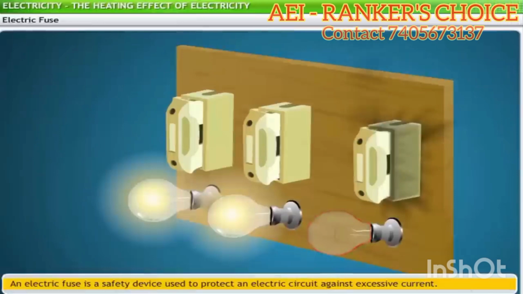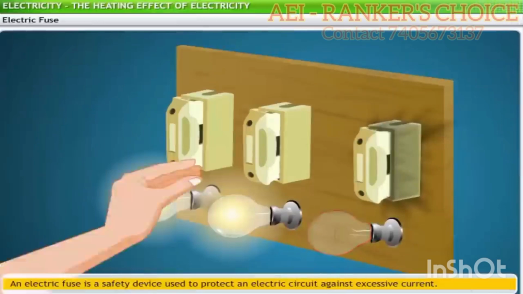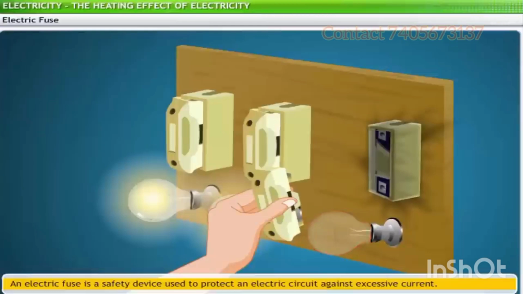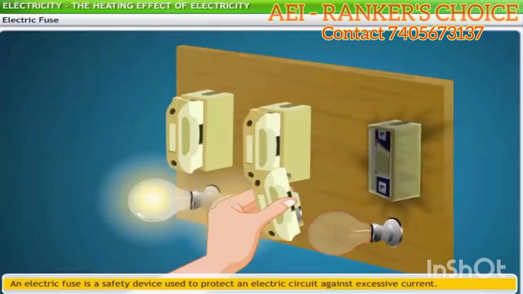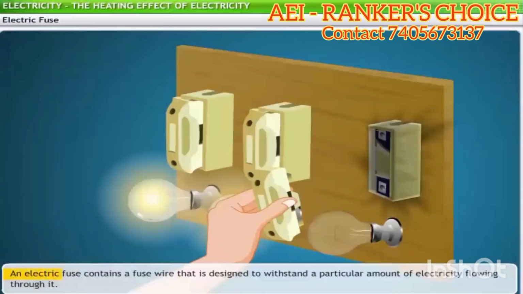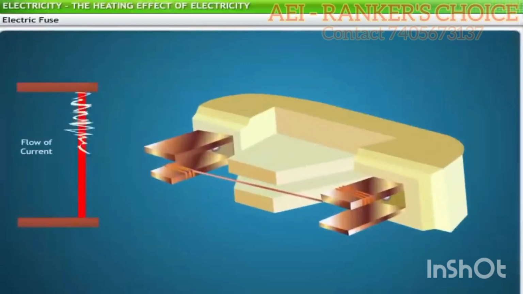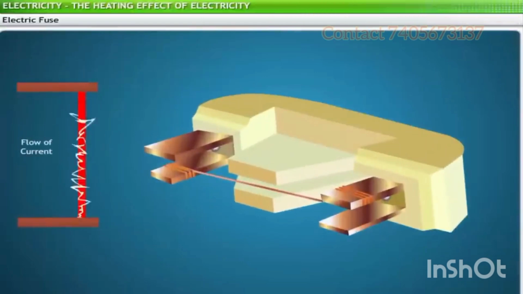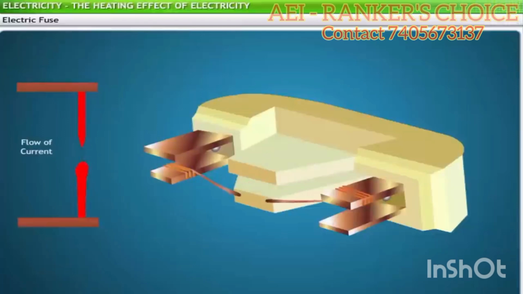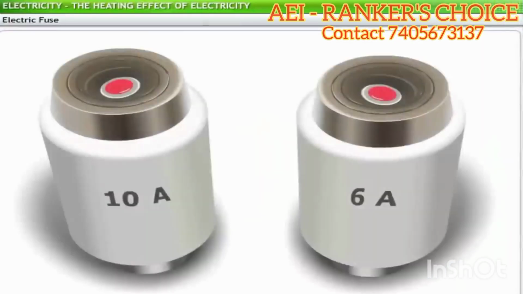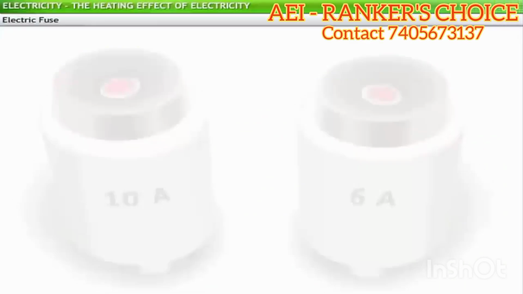You may have often heard people talking about replacing the fuse in their homes because the fuse blew, cutting off the power supply. An electric fuse contains a fuse wire that is designed to withstand a particular amount of electricity flowing through it. When the electric supply fluctuates and the current becomes too strong for the wire, it melts and breaks the supply of electricity. Electric fuses are rated according to the current that they can withstand.